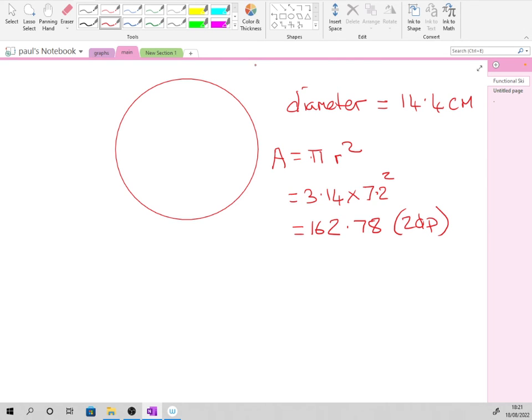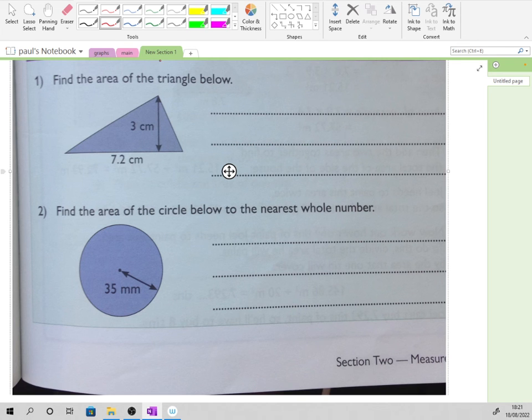Perfect. Okay, there was one question on the things here down. We did the triangle on the last lesson. Now this one, find the area of the circle below to the nearest whole number. Oh, so there's a bit of rounding there. So 35 millimeters. So the area equals pi r squared. Now I'm going to use the pi button on my calculator because they haven't told us what to use for pi. So this is going to be pi times 35 squared.